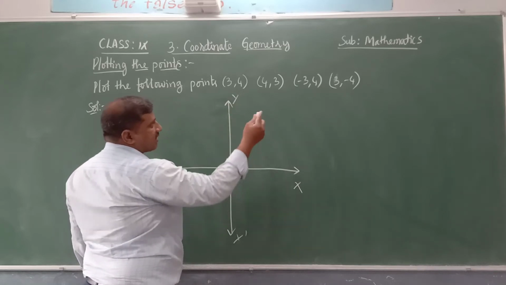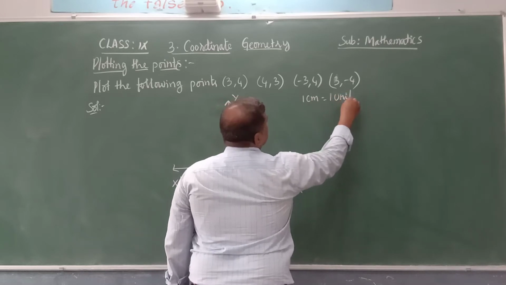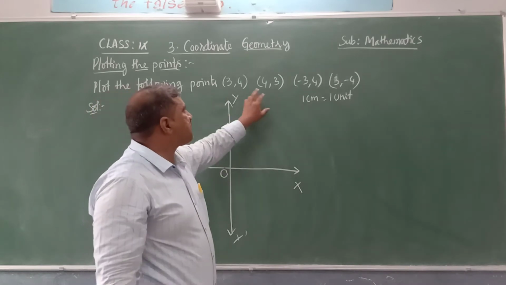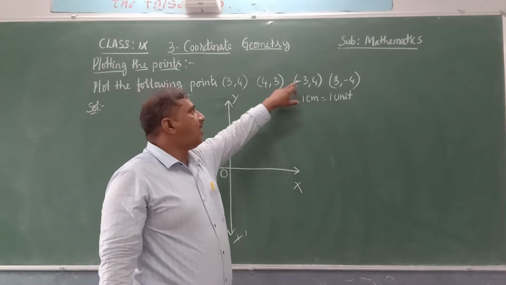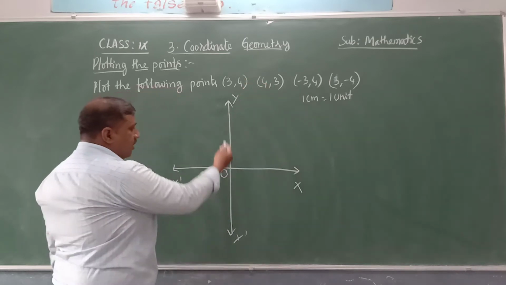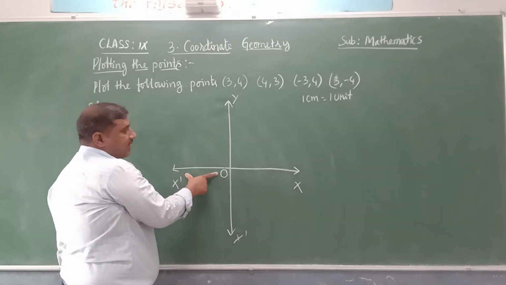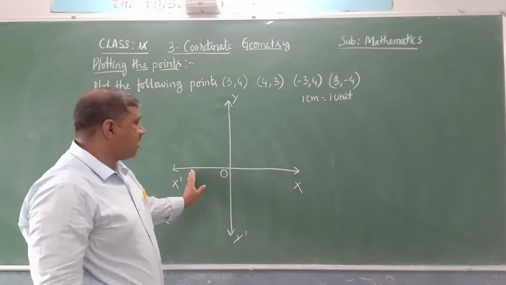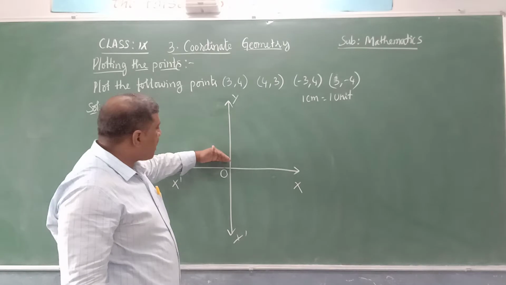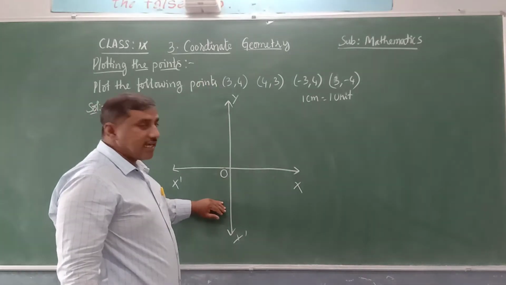Now the scale is 1 centimeter equals 1 unit. Now on the x-axis, the highest value is 4 and the least value is minus 3. On the y-axis it is 4 and minus 4. This is the positive x-axis and this is the negative x-axis. Left side of the origin is the negative x-axis, right side of the origin is the positive x-axis. Above the x-axis is the positive y-axis, and below it is the negative y-axis.